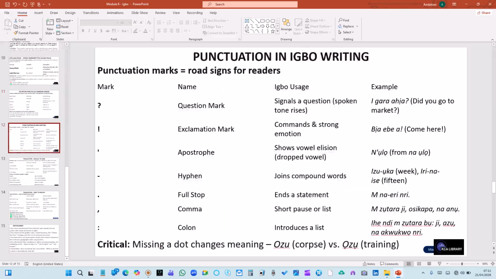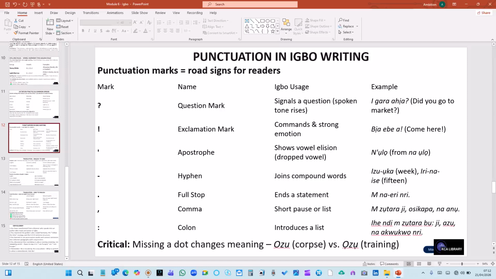Now let us look at punctuation in the Igbo language. That is, punctuation marks are road signs for readers. Then we have the question mark, which is used to signal a spoken question, like ịgara ahịa, do you go to market? Then we have the exclamation mark, which is used for command and strong emotion. Bịa ebe a, come here. We have the apostrophe that shows vowel elision, dropping a vowel, for example, n'ọlọ, from na ọlọ. So it is used to combine two different words.